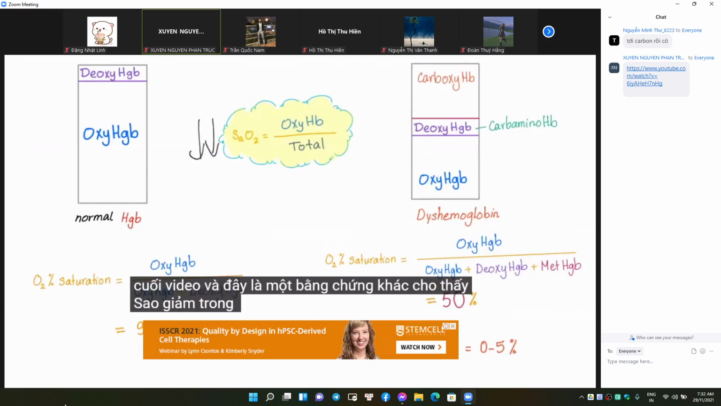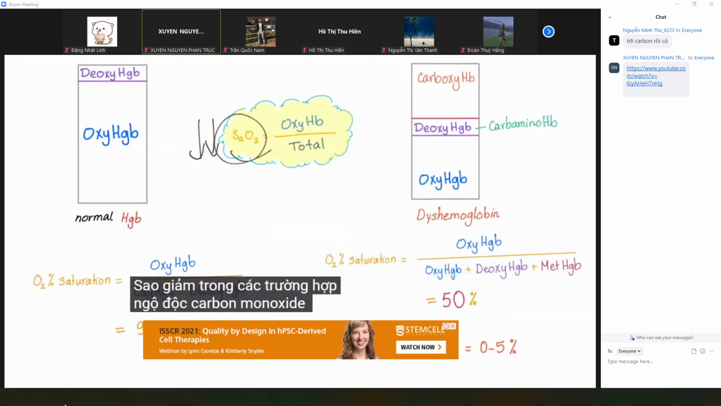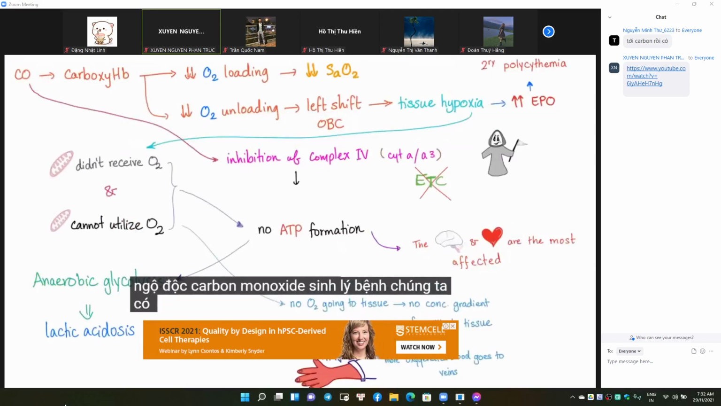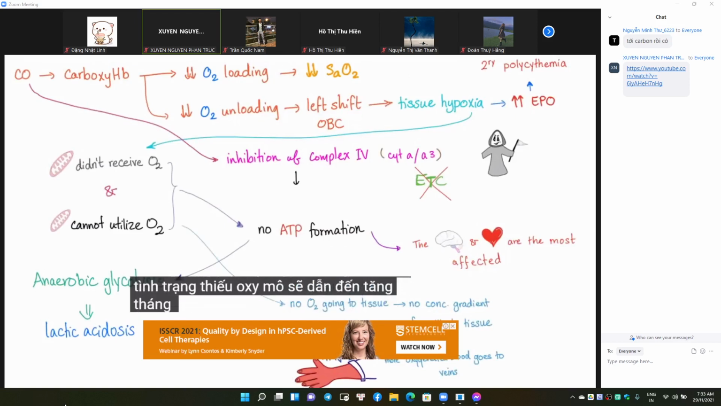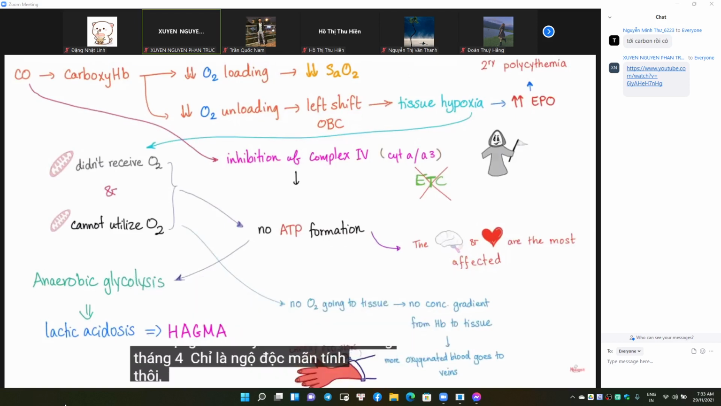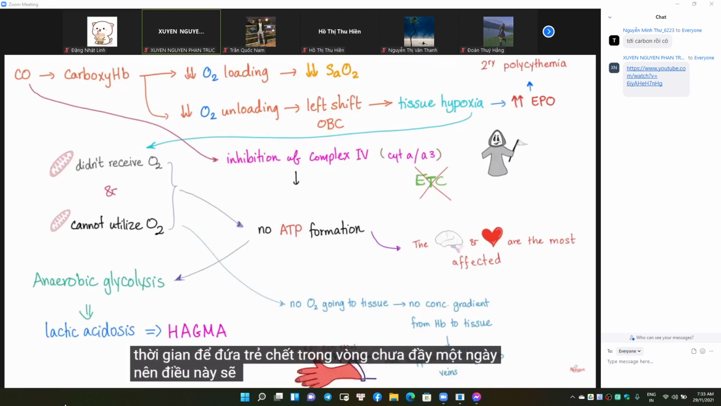And here's another proof that SaO2 decreases in cases of carbon monoxide poisoning. Pathophysiology. We have carbon monoxide leading to carboxyhemoglobin formation. This decreases oxygen loading, which decreases the SaO2. Decreases oxygen unloading, leading to left shift of the oxygen dissociation curve. This leads to tissue hypoxia, which will lead to increased EPO. This is only in chronic poisoning, okay? In the case of the kid that died in the car, there is no way that EPO is going to increase because we don't have time. The kid is dead in less than a day. So this is not going to work.